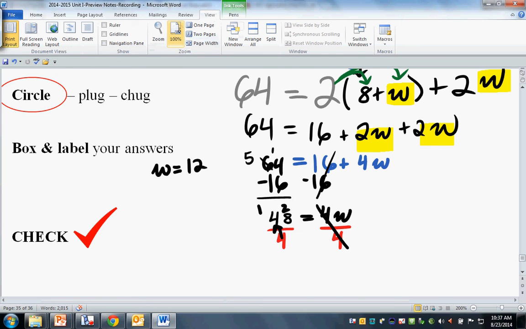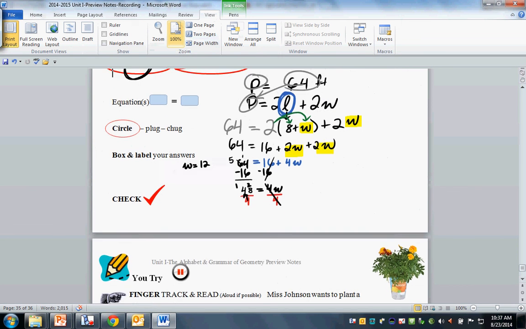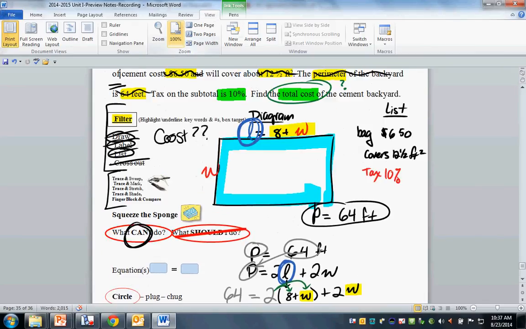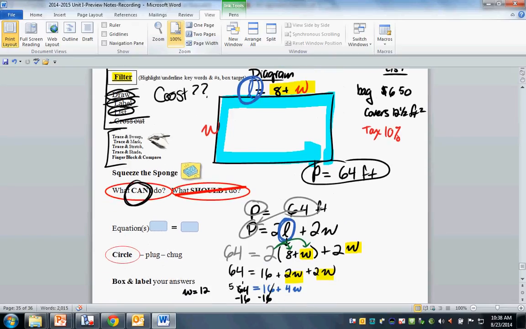Now, don't get all happy like you finished the problem, because that's why you box the question. The question does not ask you what is the width of this yard. The question wants you to get the total cost, so keep that in mind. So ask yourself, if you come down here, ready?